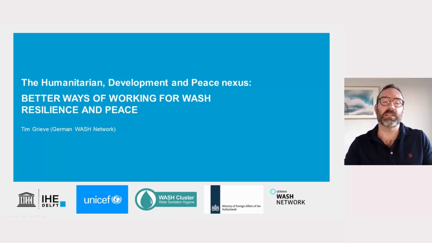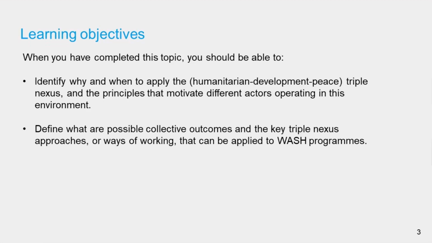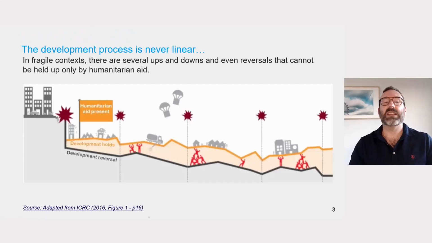So what are the learning objectives? When you've completed this subtopic, you should be able to, firstly, understand why and when to apply the humanitarian development peace triple nexus and the principles that motivate different actors operating in this environment. Secondly, understand what our collective outcomes are and the key triple nexus approaches, or ways of working, that can be applied to WASH programs.